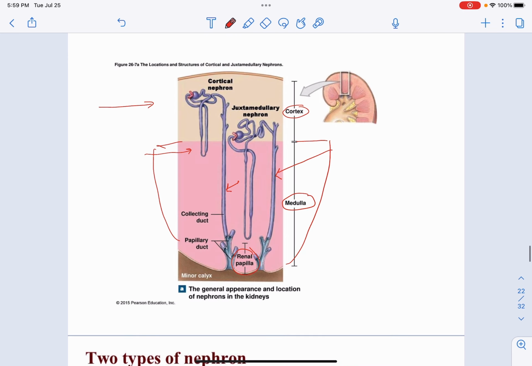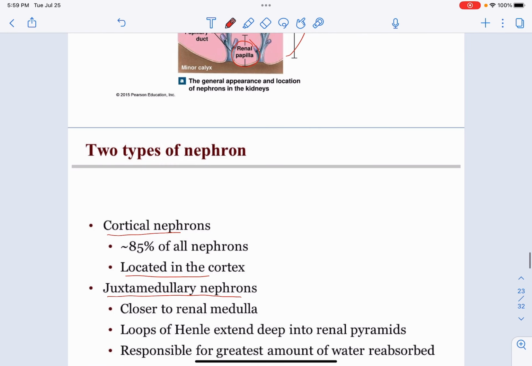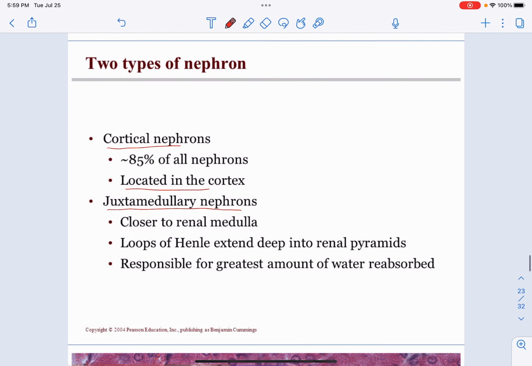So here's that cortical nephron. Again, it dips down a little bit into the medulla, but not a whole lot. Here's that juxtamedullary nephron. It does dip down into the medulla quite far. The difference between the nephrons, and I'll sum this up as briefly as I can, is that we use these juxtamedullary nephrons quite rarely. It's really when we are in a more dehydrated situation and water is not abundant.